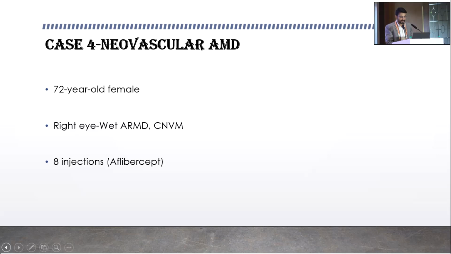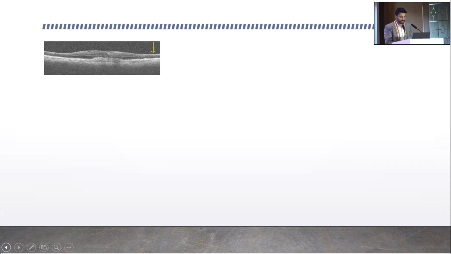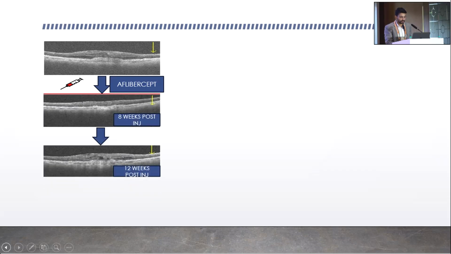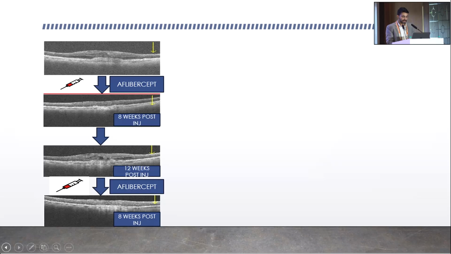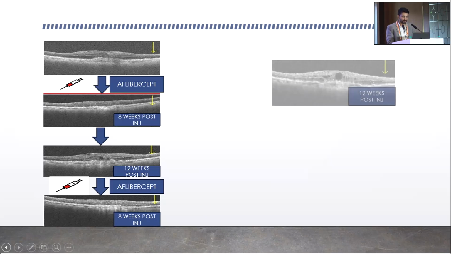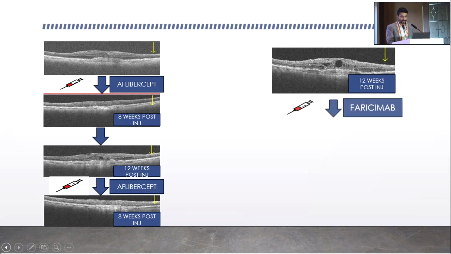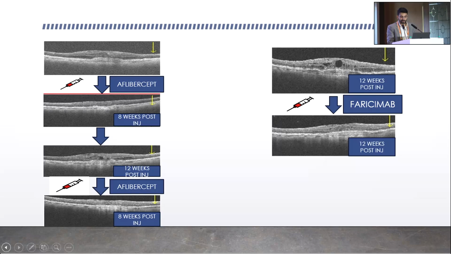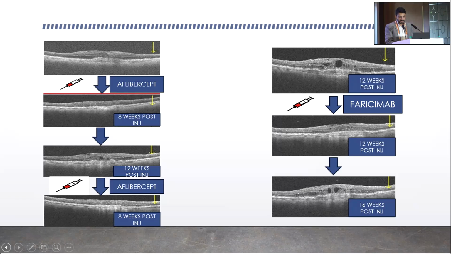Our fourth case is a 72-year-old female with right eye neovascular AMD, CNVM. Aflibercept had been given to the patient. Here we can see CNVM with SRF. 8 weeks post-injection, it had completely resolved. At 12 weeks, again there was a recurrence, and again aflibercept was given. Again, 8 weeks, that was the pattern: at 8 weeks it was all going well, and there was a recurrence at 12 weeks. At this point, faricimab was injected. Here we can see that 12 weeks post-injection, the patient is maintaining the dry state, but there was a recurrence at 16 weeks.